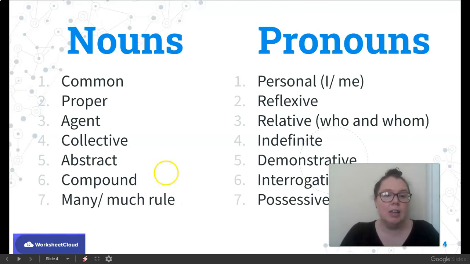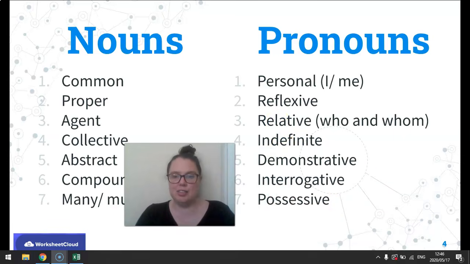So what we'll do today, we'll look at common nouns, proper nouns, agent nouns, collective nouns, abstract nouns, compound nouns. Then we'll look at what's called countable and uncountable nouns, mostly known as the many-much rule. So that is a textual editing noun rule. We will then look at pronouns: personal, reflexive, relative, indefinite, demonstrative, however you pronounce it, it's really up to you.